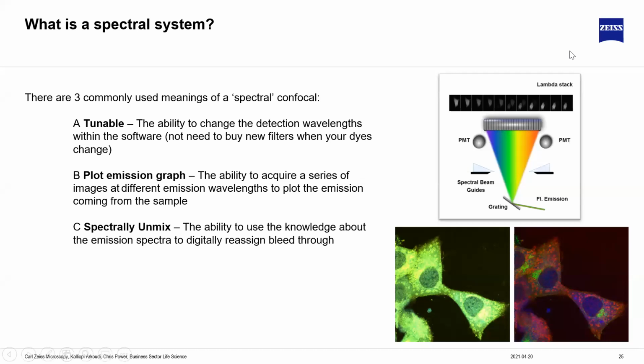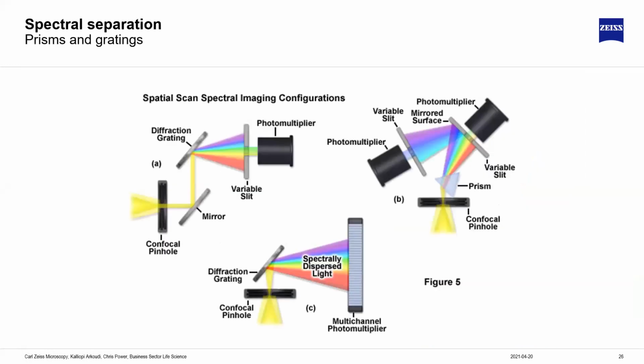So as Chris very nicely just discussed, a spectral system has three key components. You can tune the detection wavelengths that you are detecting, you can plot an emission graph from it, and you can spectrally unmix the emission spectra you're collecting. What does that really mean? So there are multiple ways to instigate this spectral separation. These are three example systems that one could use.